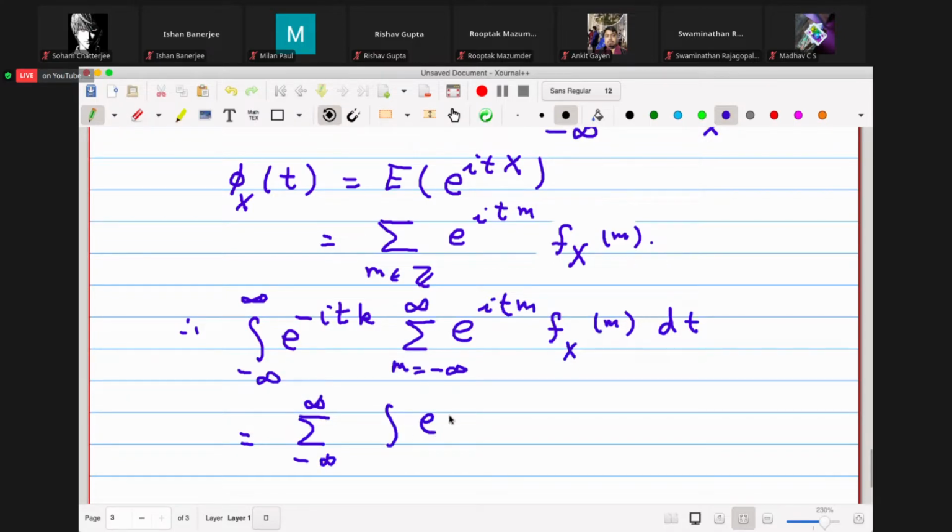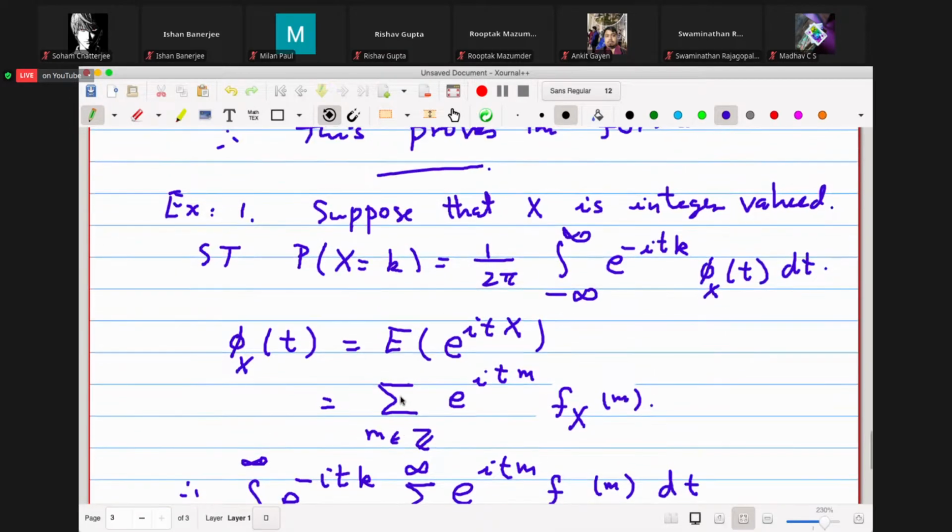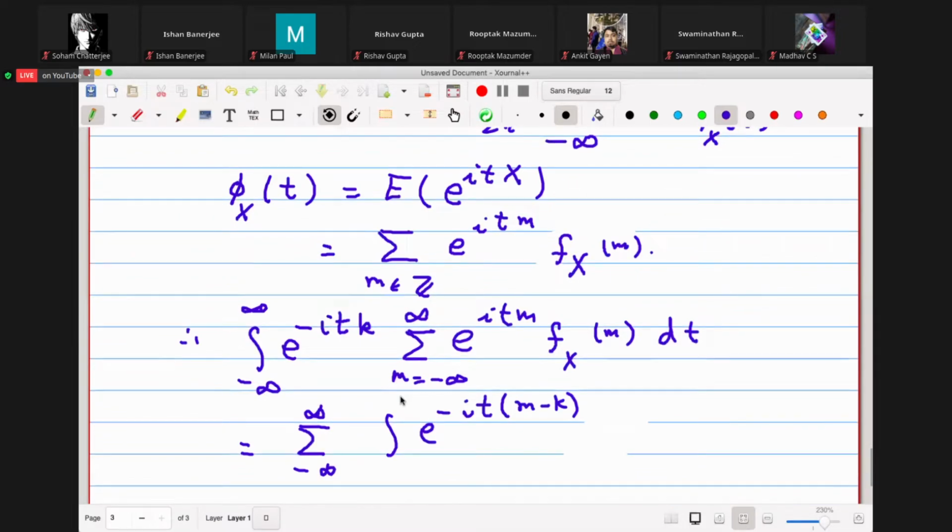integral e power minus it, here m minus k, fx of m. Okay, the integration is with respect to t, so I may as well pull it out. Oh, was there a 1 by 2 pi there? Maybe there was a 1 by 2 pi in the formula. Okay, it's here, right? Okay, just write this.